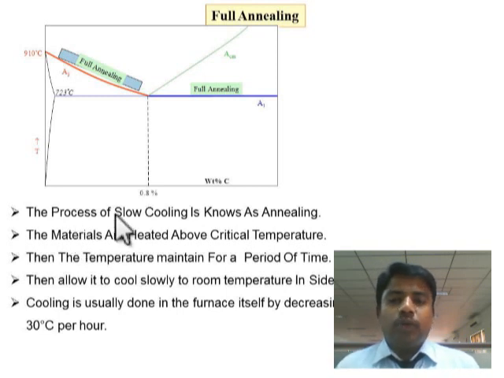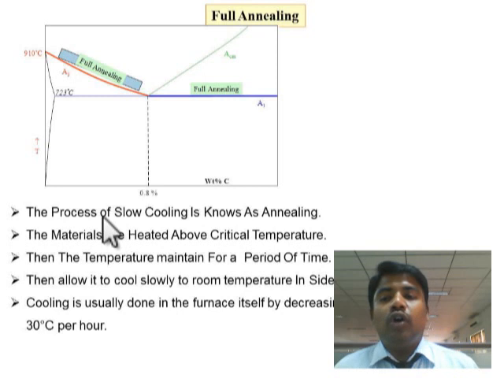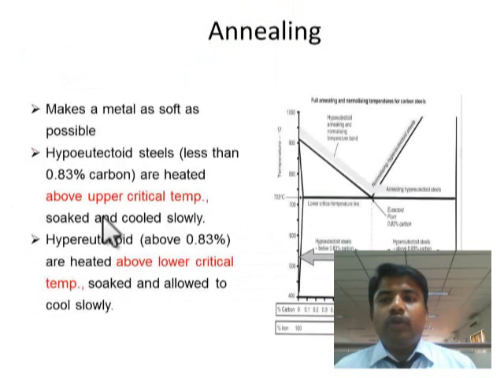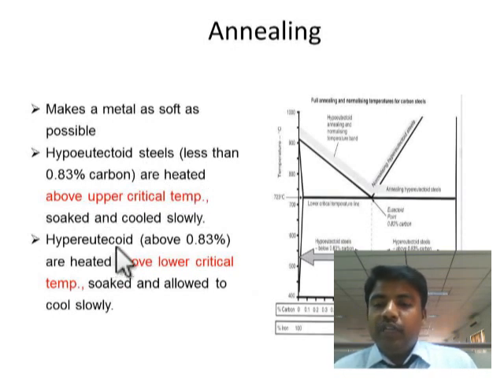Now, if you go for the slow cooling process, what is changing inside your structure is that the material cools homogeneously, and the bonding strength between one structure and another will be good. So the material's ductility property gets increased. We can see the next cooling process. So you can see here, hypoeutectoid steels with less than 0.83% carbon are heated above the upper critical temperature, and hypereutectoid steels above 0.83% are heated above the lower critical temperature.